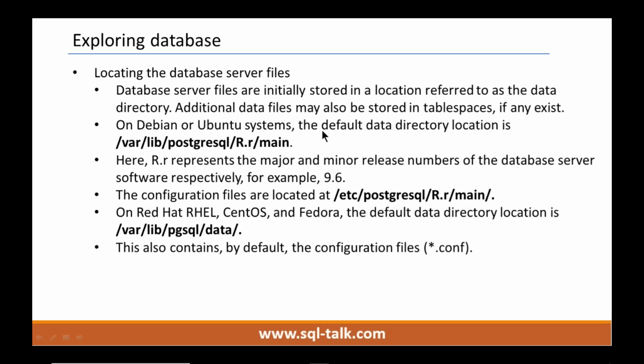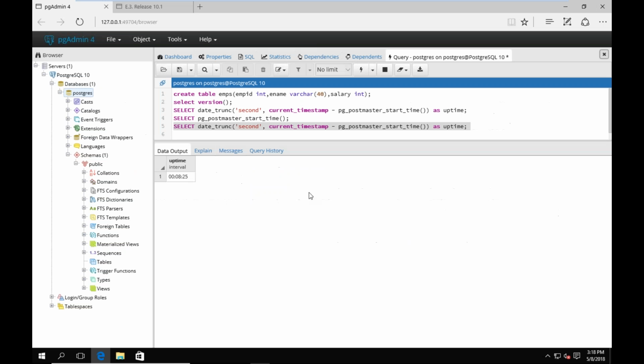Generally on Ubuntu we will get these folders, by default with the version number and the server name. Configuration files are there in the same main folder. On Red Hat or CentOS, it is /var/lib/pgsql/data, which contains the configuration files by default. The data folder is our main folder.